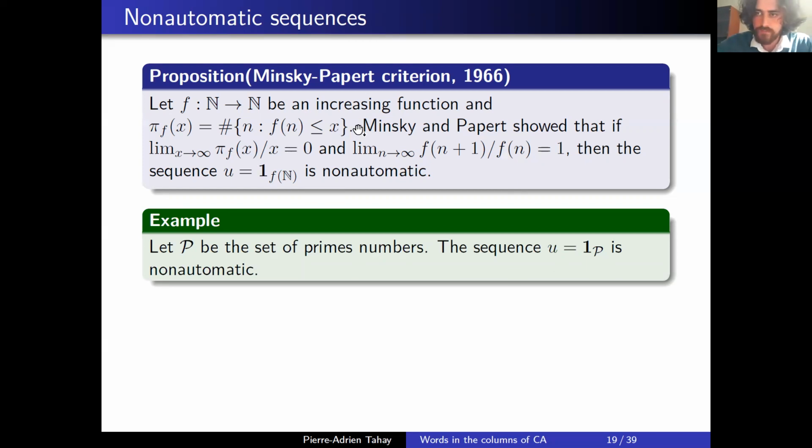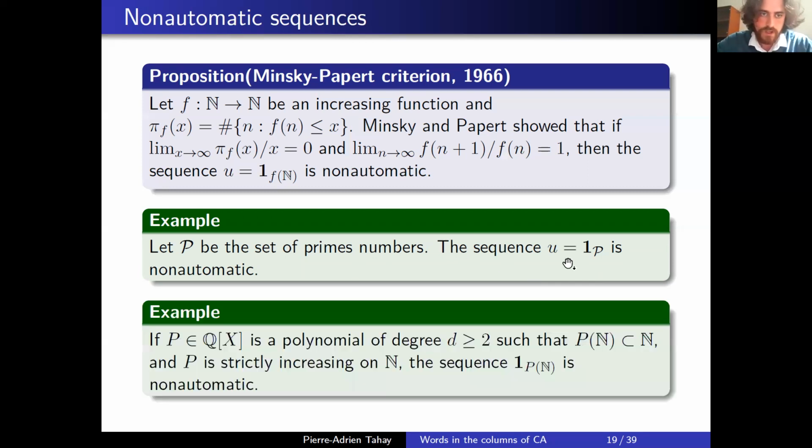We use the prime number theorem of Hadamard and de la Vallée-Poussin to compute these limits. And so the characteristic sequence of the primes is an example of a non-automatic sequence, but with the construction of Fischer and Korec, it's possible to construct cellular automata where this sequence occurs in a column. Another example is for the polynomial sequences. You can also apply the Minsky-Papert criterion, and it's possible to show that the characteristic sequences of the polynomials are non-automatic sequences.